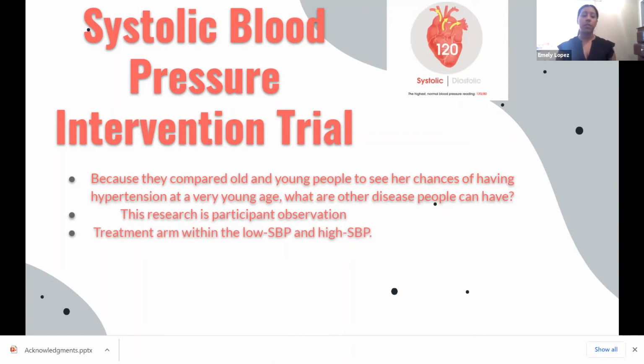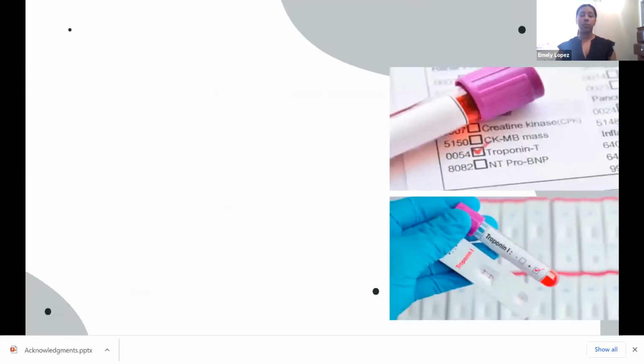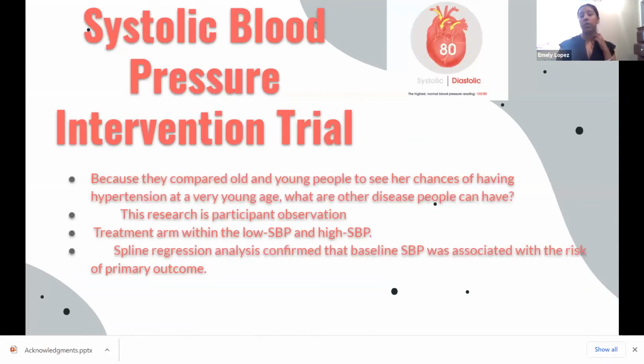Treatment arm within the slow systolic blood pressure and high systolic blood pressure. Spline regression analysis confirmed that baseline systolic blood pressure was associated with the risk of primary outcome. A normal systolic blood pressure is below 120.